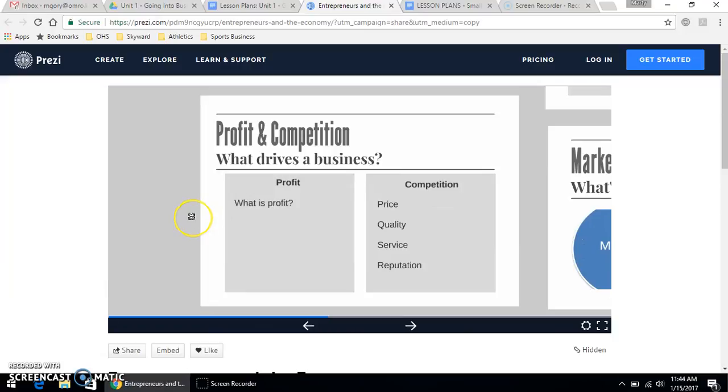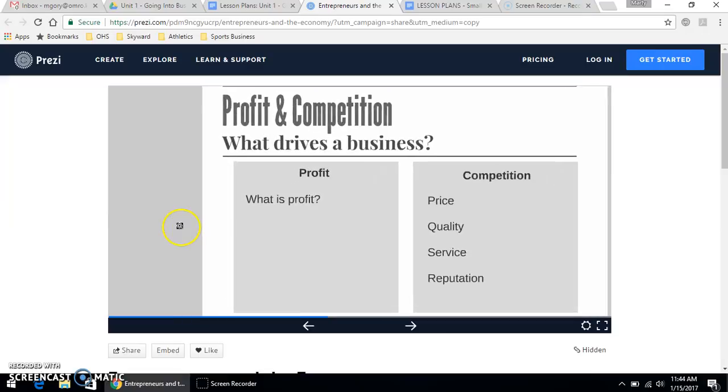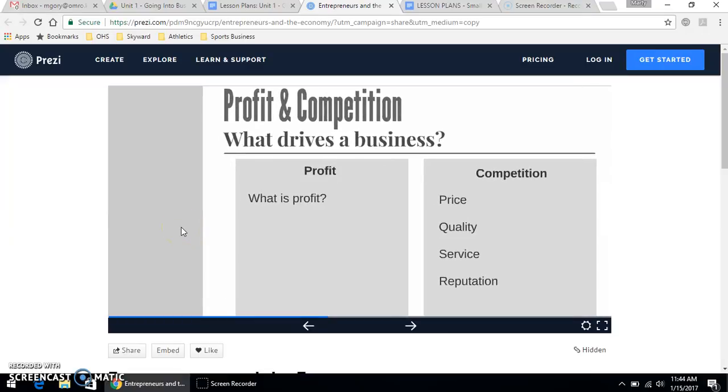Profit and competition, these are the two big drivers when it comes to business. Profit, those of you who have taken accounting or are in accounting understand that profit is when revenues exceed expenses. However, that is not the only driver when it comes to a business's success. Obviously, it is a big indicator, but another one might be price, quality of product, service, and reputation. Those four sub-items, these four elements here, are going to relate directly to the competition. So competition and profit, two big drivers in business.